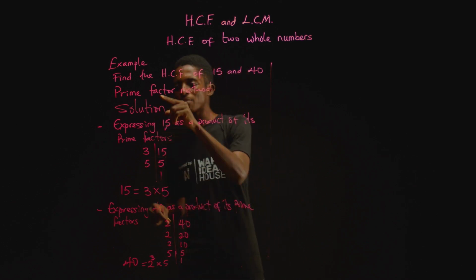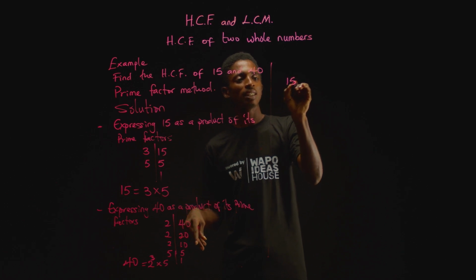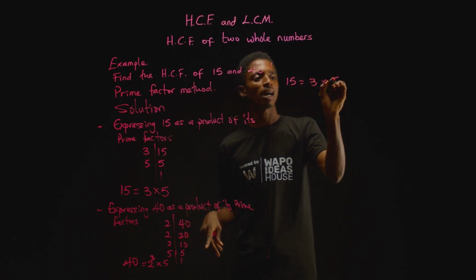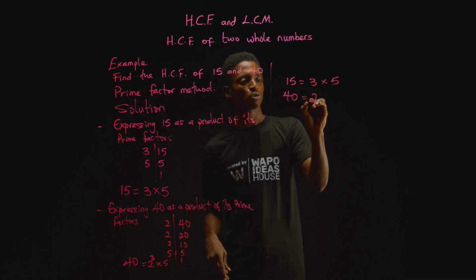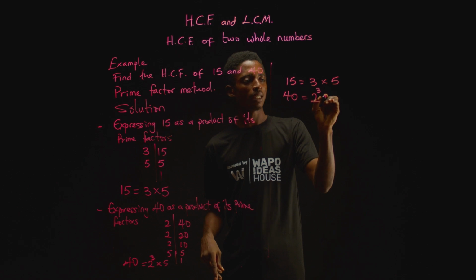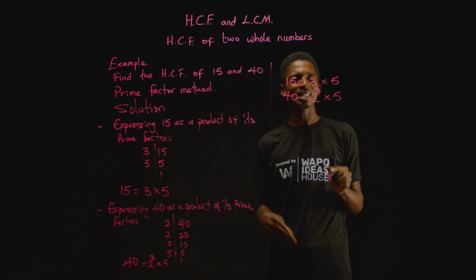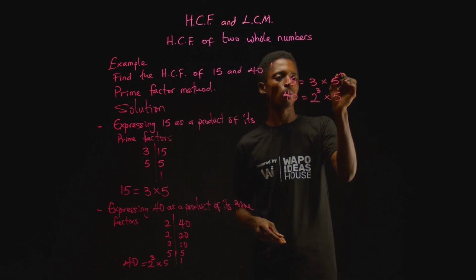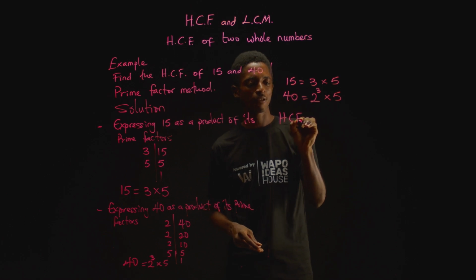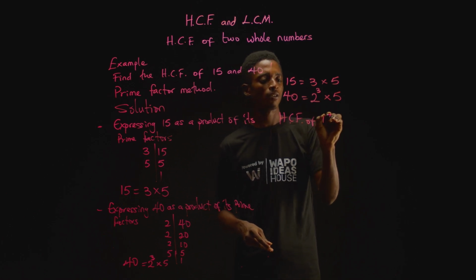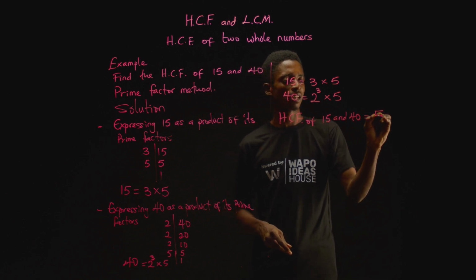So now let's put them side by side and compare. We got that 15 equals 3 multiplied by 5, and our 40 equals 2 raised to the power 3 times 5. Now when you compare this side by side, it is easy to see that what they have in common is 5. That is, our HCF of 15 and 40 equals 5.